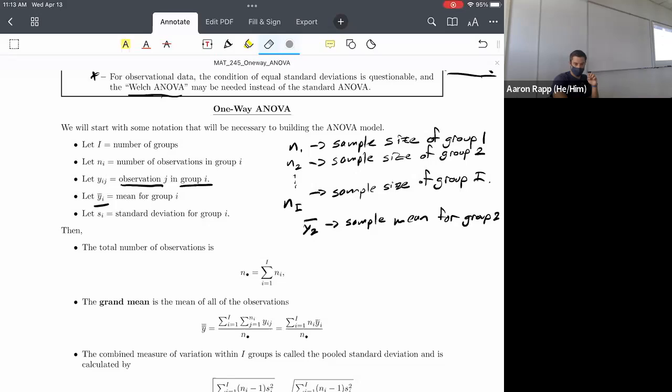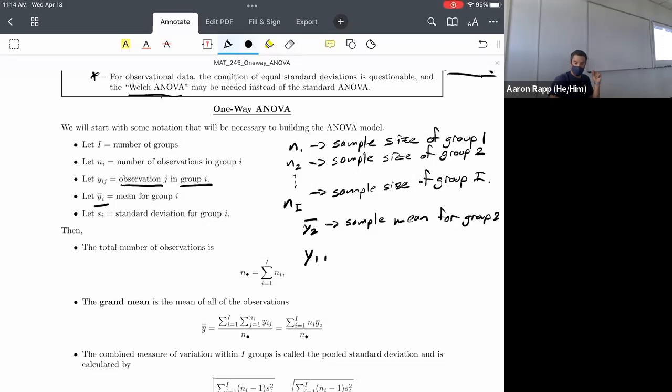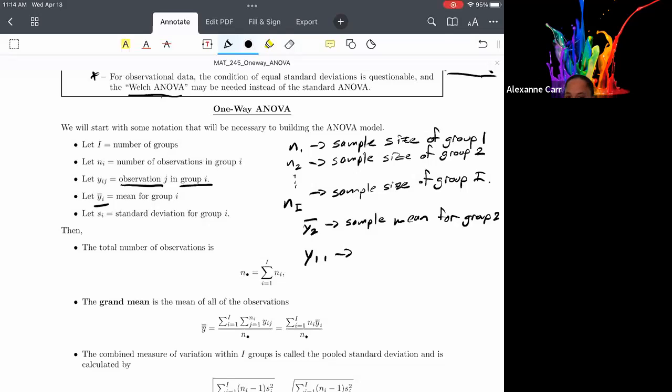Can you just real quick re-explain subscript IJ, I'm sorry, IJ? First one tells you what group you're in. Second one tells you what observation it is. Right? That's why in that description, observation J in group I. So each group has observations. So if I said Y11, what is that going to be? The first observation for the first group.